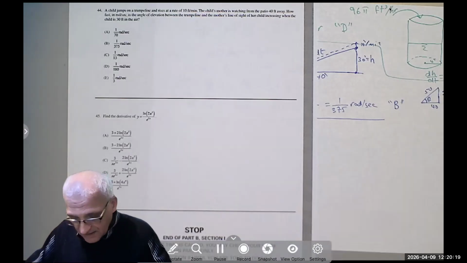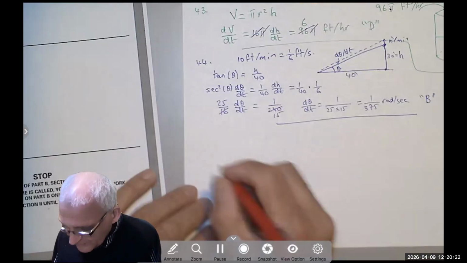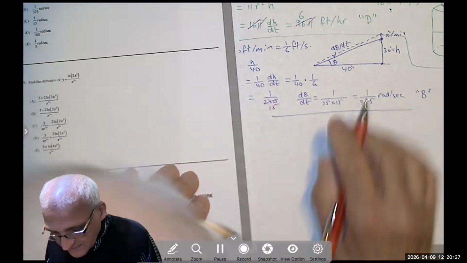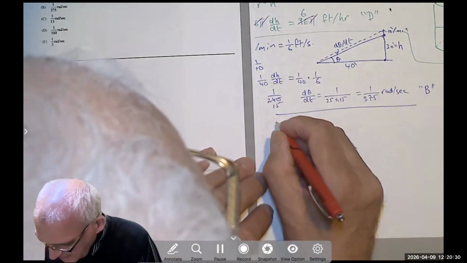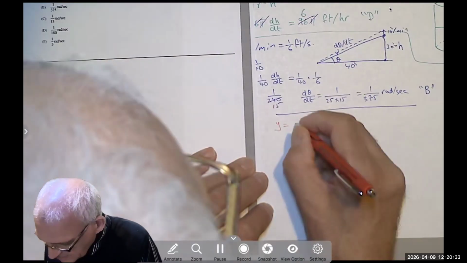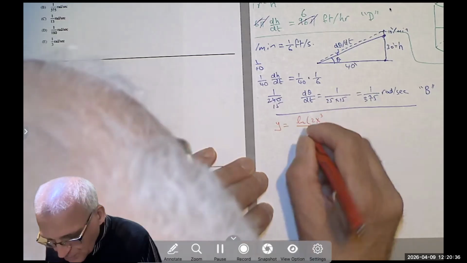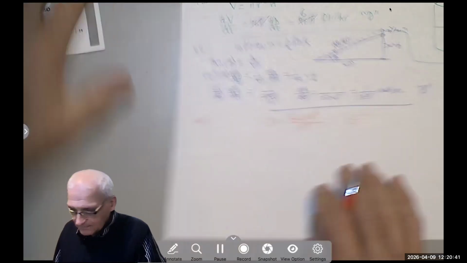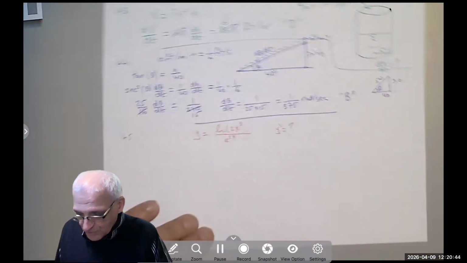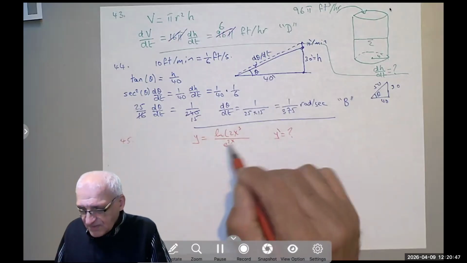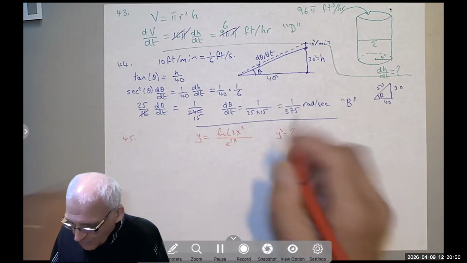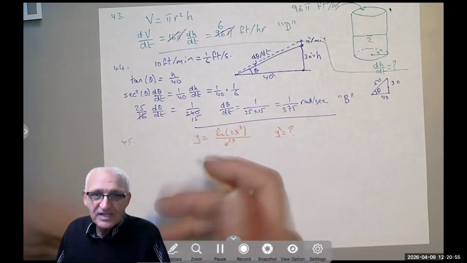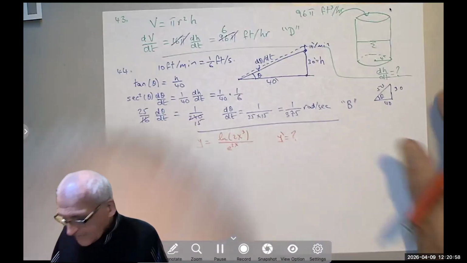Last but not least, number 45, and then we will move to section 2 in the next session. Find the derivative. So they give you y equals natural log of 2x cubed over e to the 2x, and they want y prime. This is a quotient rule. Some people can write e to the negative 2x and make it a product. In fact, any quotient you can make it a product. It's not a new rule.